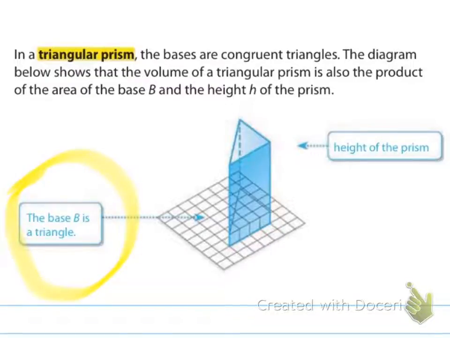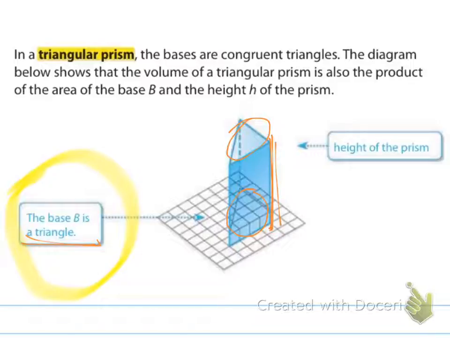In a triangular prism, the bases are congruent triangles. It's the only two triangles that they have when they're talking about the bases for a triangular prism. It's the only two triangles there are. So the base, B, is a triangle. So the diagram below shows the volume of a triangular prism is also the product of the area of the base, B, and the height, h, of the prism. So of course the height of the prism is shown here.